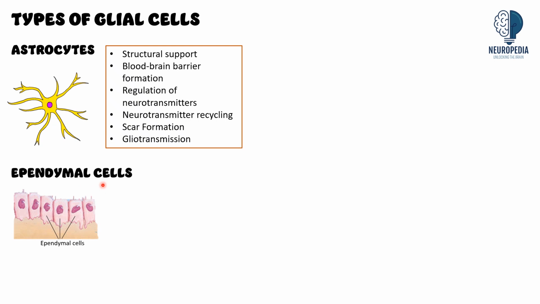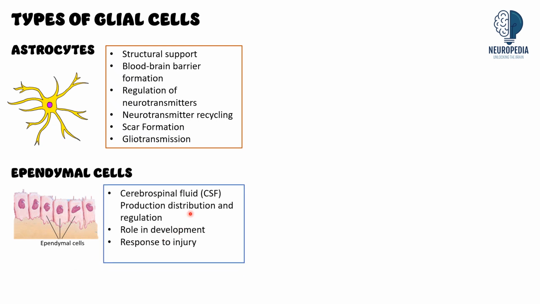Ependymal cells. These are another type of glial cells found within the central nervous system. They line the ventricles of the brain and the central canal of the spinal cord. They are unique in their location and functions, and they contribute to the proper functioning of the central nervous system in several ways.